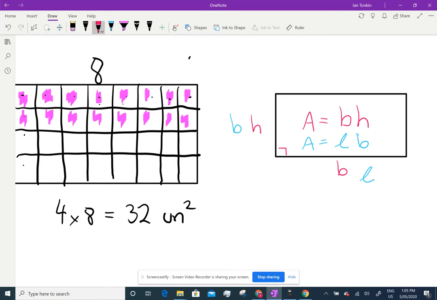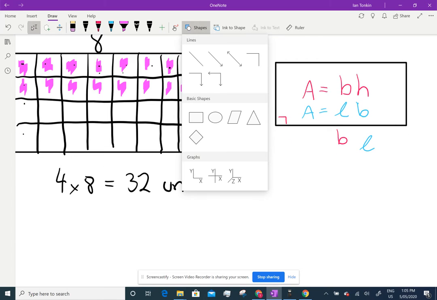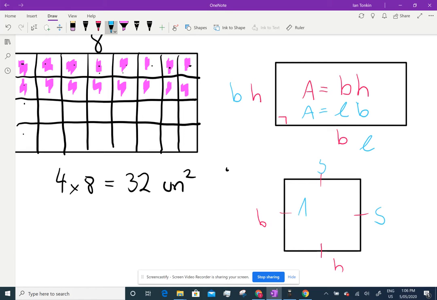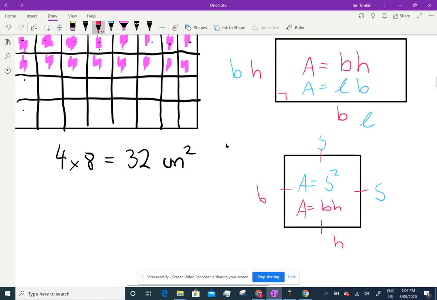Now the same for a square. You can have a square shape where the base and the height are the same. And their formula is they say, oh, the side length, so the area equals S squared. But I still like to use area equals BH, just the two sides times each other. All right.